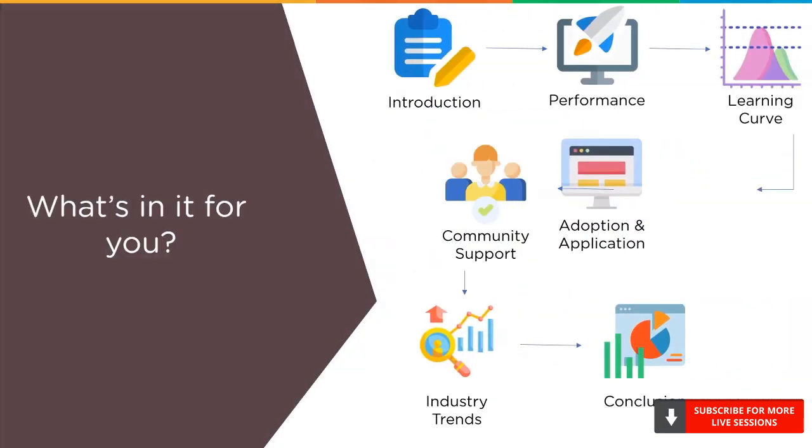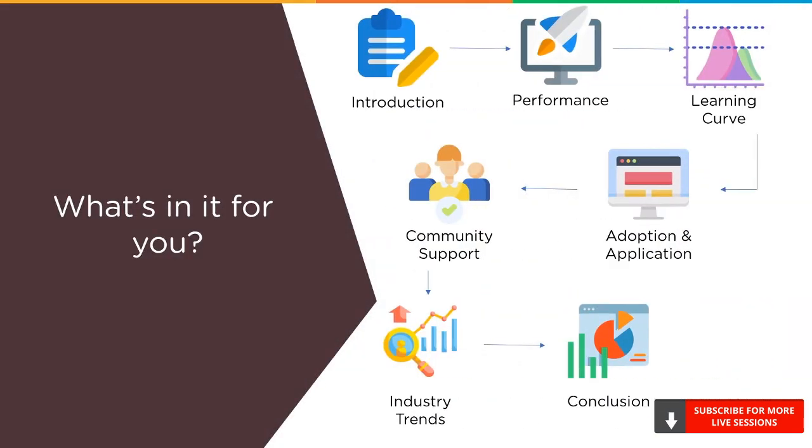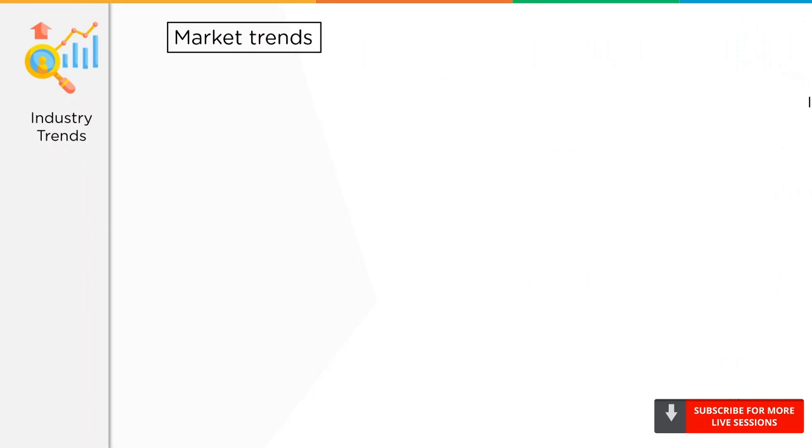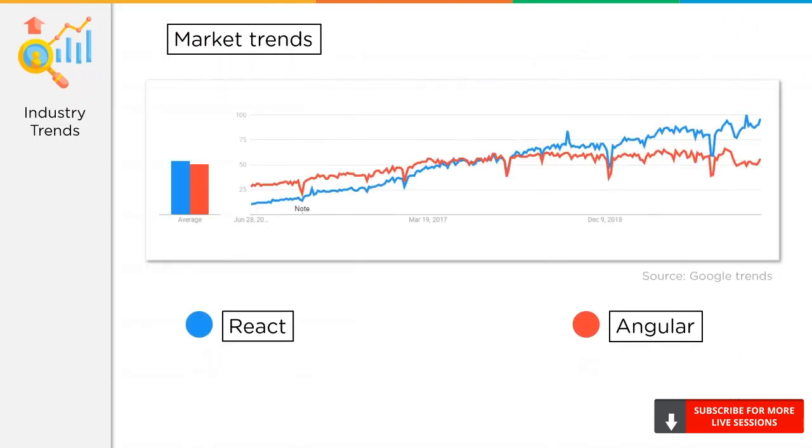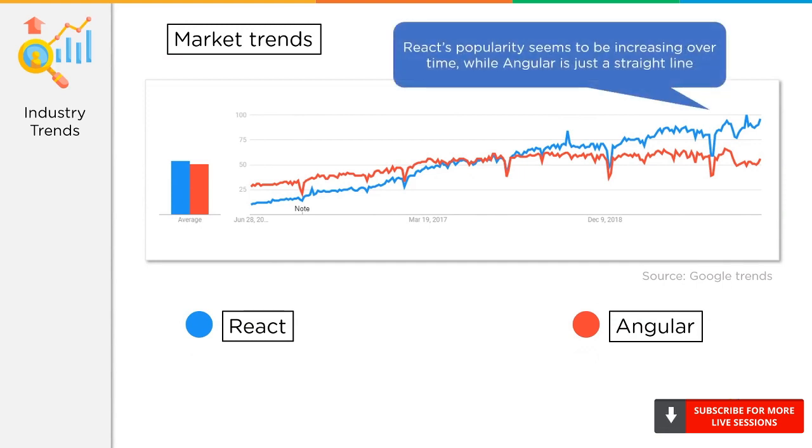So moving on, let's look at the industry trends. First up is the market trends. Now let's have a look at the Google Trends chart that shows the search popularity of React and Angular in the last 5 years. We can clearly make out that React's popularity is increasing over time, while Angular's popularity is more of a straight line.